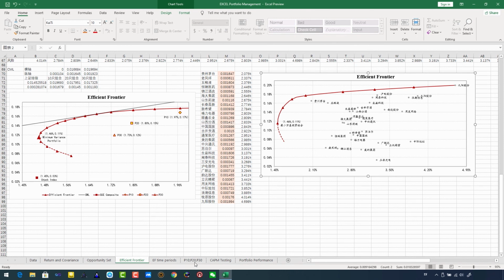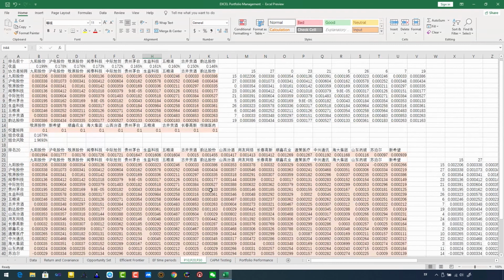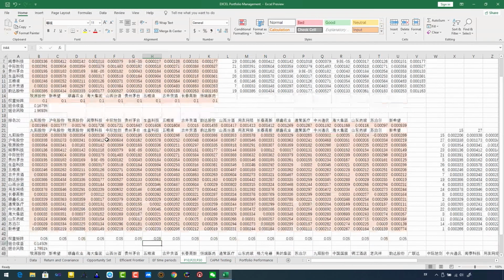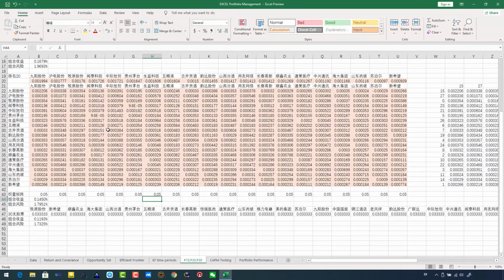So that's the part I will show you: how we can construct the 10 stock, 20 stock, and 30 stock portfolios based on equal weights.